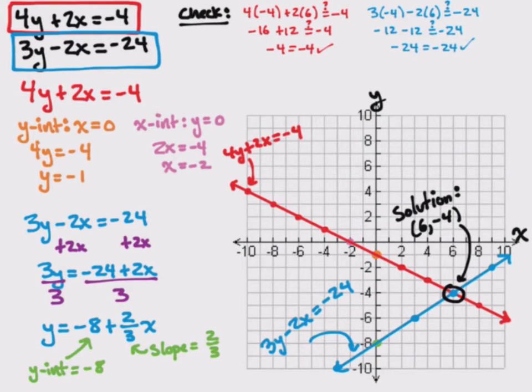All right, so after graphing each of these individual equations, we got two lines that intersect at the point (6, -4), and that ordered pair made both of those equations true at the same time, and we checked it, so that's our solution to this system of equations.